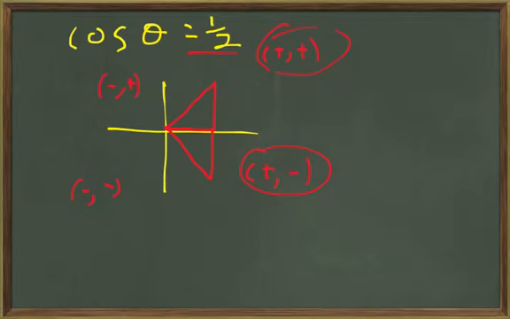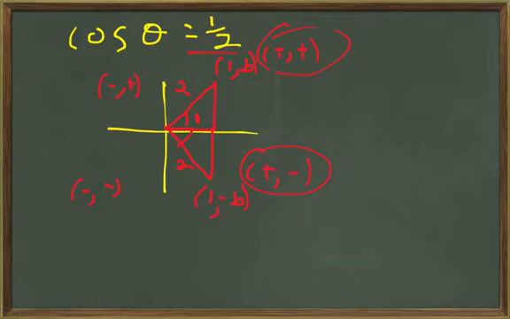Okay, and we're talking about cosine of theta equaling 1/2. So if this is theta and this is theta, adjacent over hypotenuse, this length is 1, this length is 2, this length is 2. So this point right here is 1 and a number. This point is 1 and that same number, but negative. Okay, so here we have our two triangles.